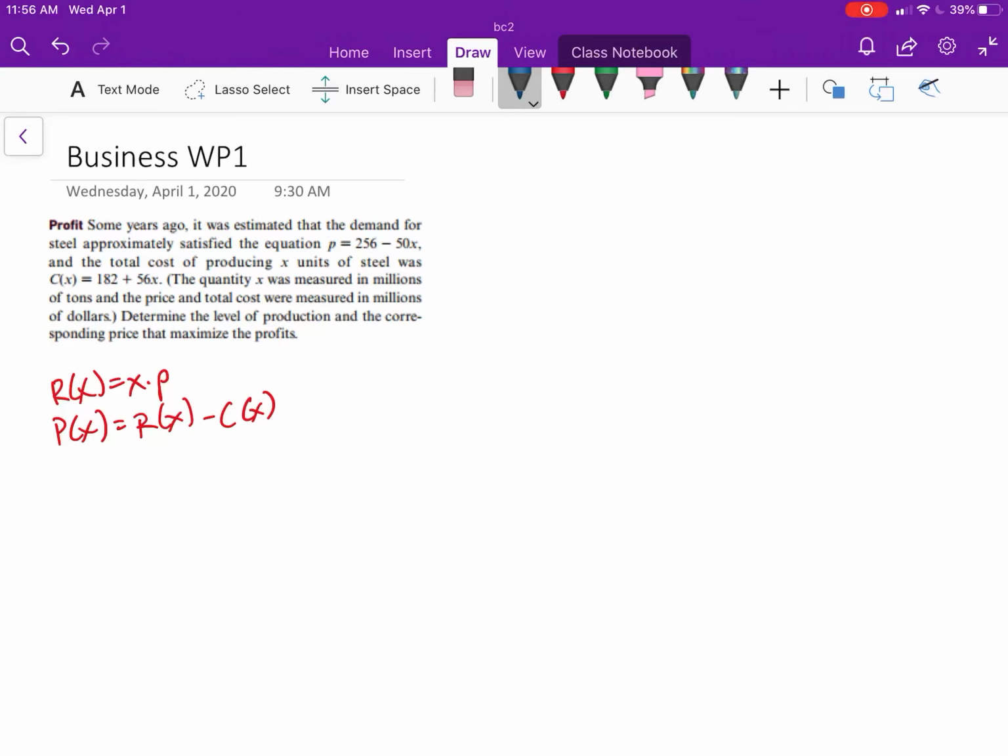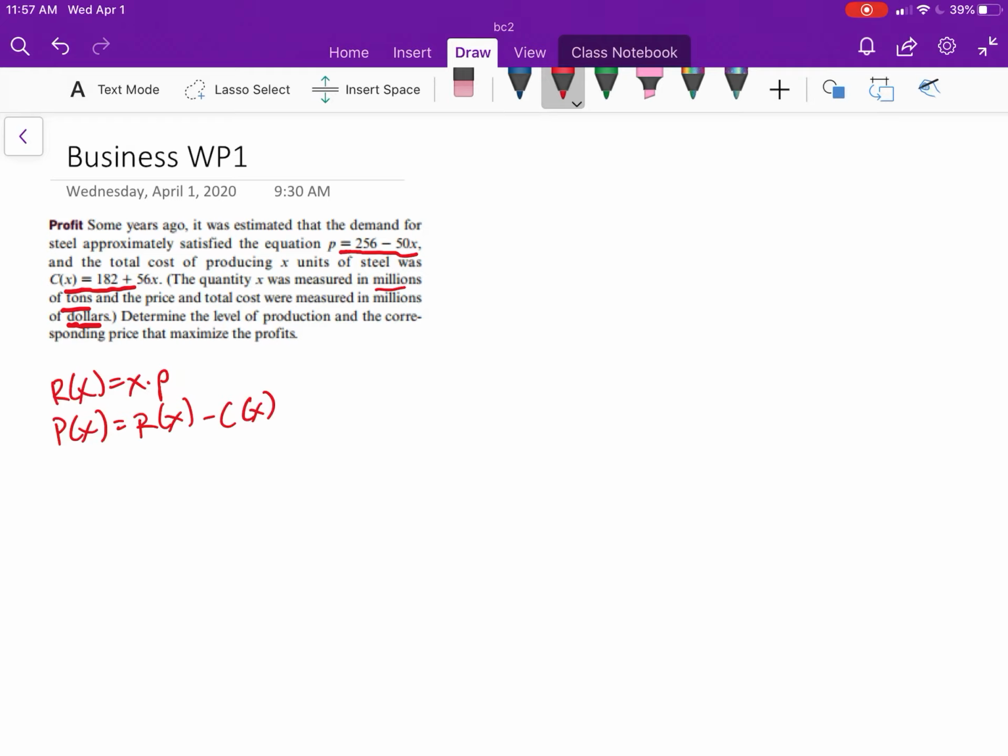Okay, in this word problem, it's a business application. We have this price function. The estimated demand for steel is satisfied by this equation here. And the total cost of producing X units of steel is this. The quantity X is measured in millions of tons, so that's important. And the price and cost are measured in millions of dollars.